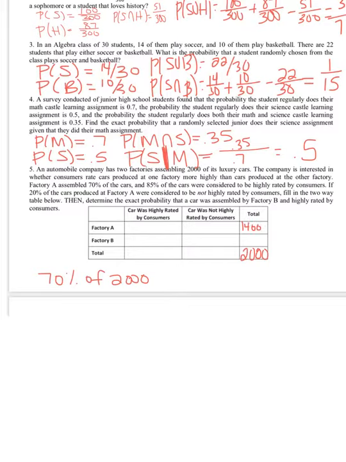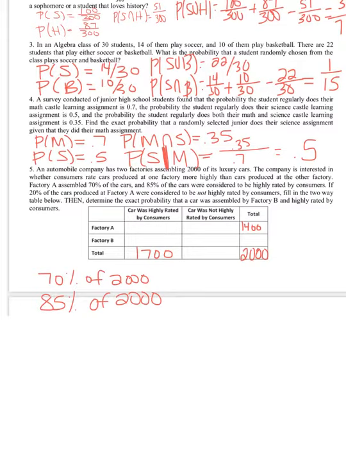So I'm going to fill in all the information that I'm given first, and then I'll go back and fill in the table after. 85% of the cars were considered to be highly rated by consumers. So 85% of the cars, not 85% of the cars made at factory A, 85% of the total. We don't know whether they're made at factory A or factory B. So 85% of 2,000 again, that tells me that 1,700 cars were highly rated by consumers. Total is 1,700.